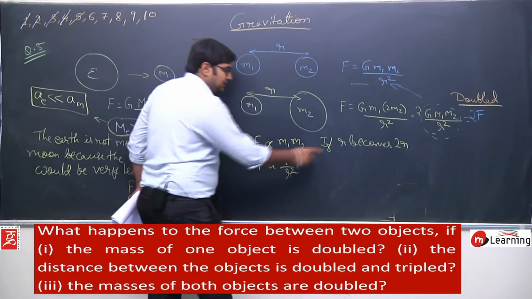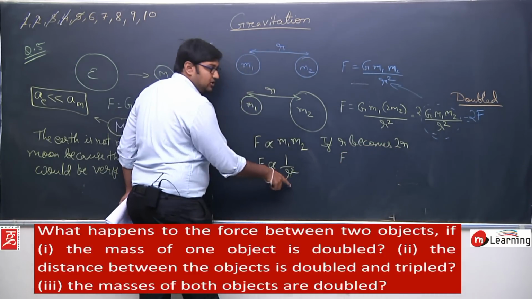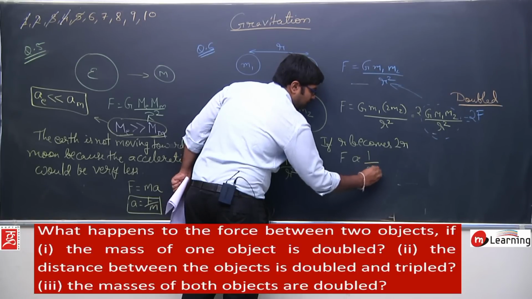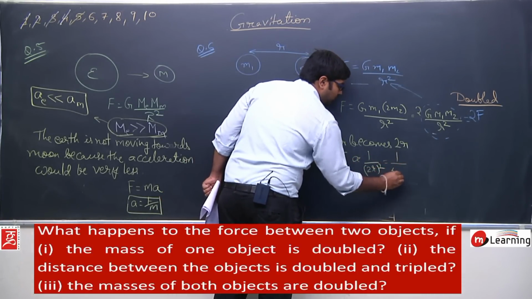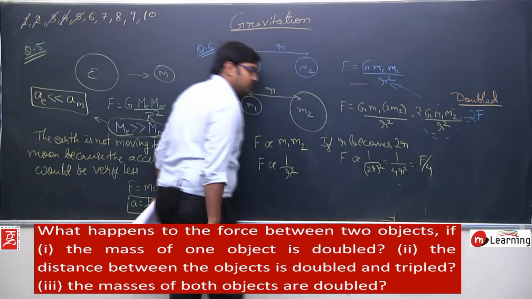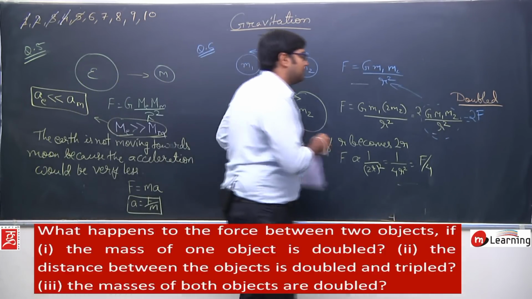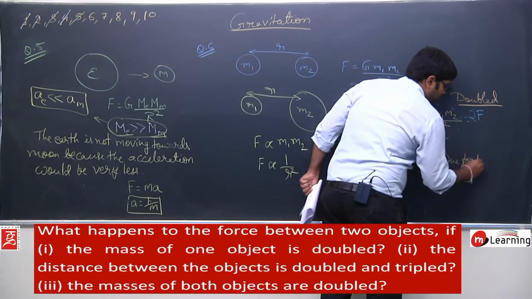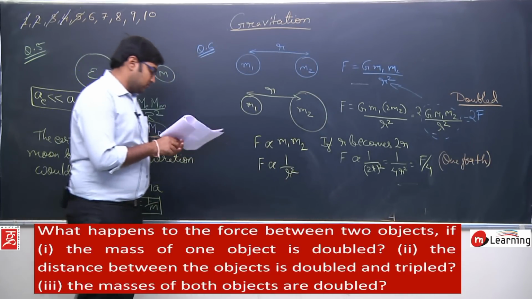So if r becomes 2r, then the force will be proportional to 1 upon r square, so 1 upon 2r square, which equals 1 upon 4r square, which equals F upon 4. So when the distance becomes double, the force will become 1/4.